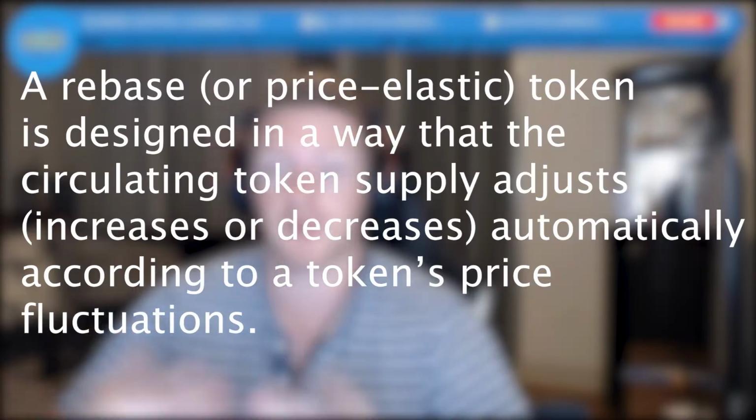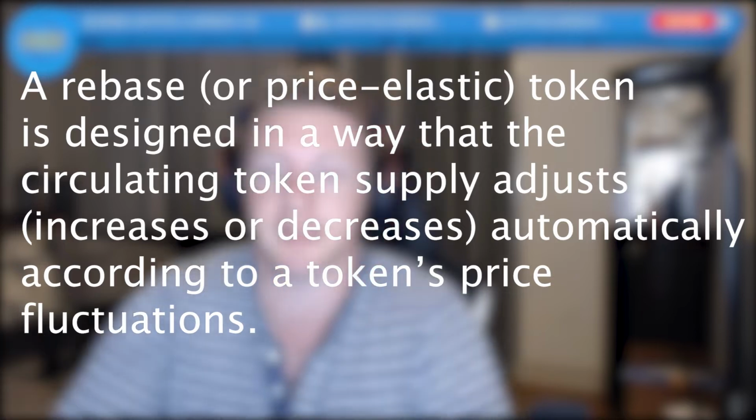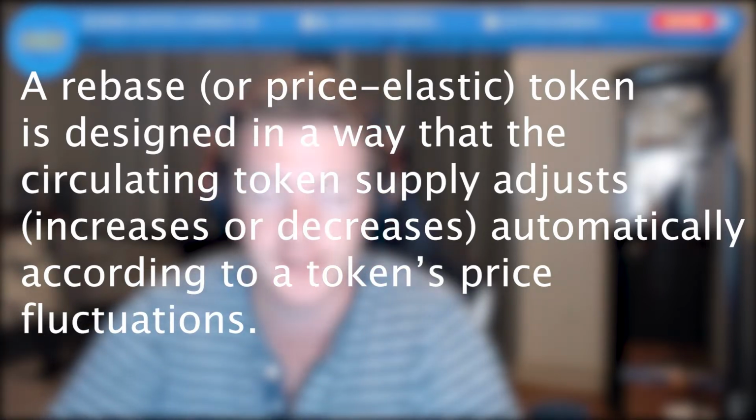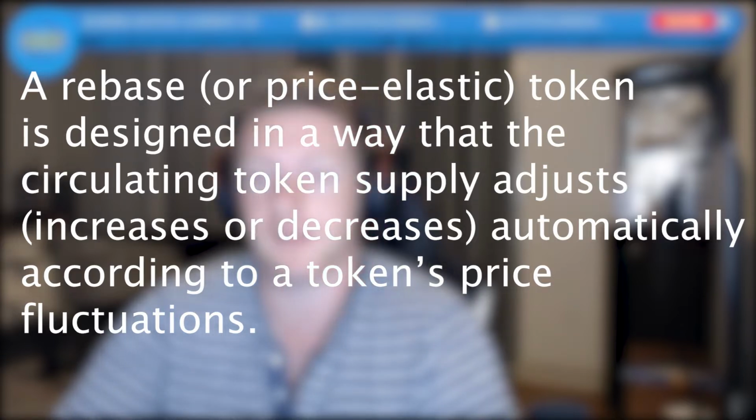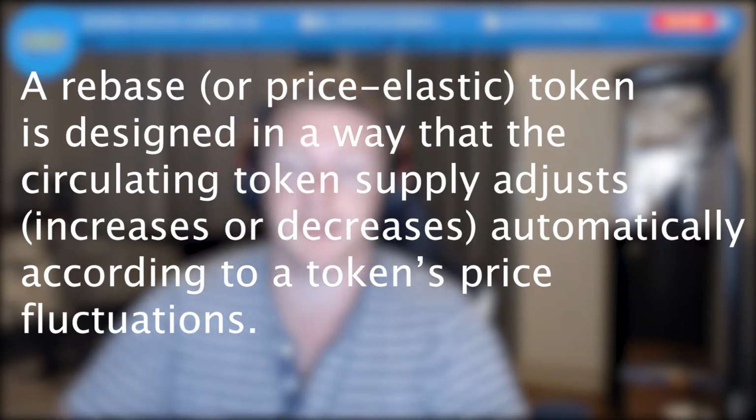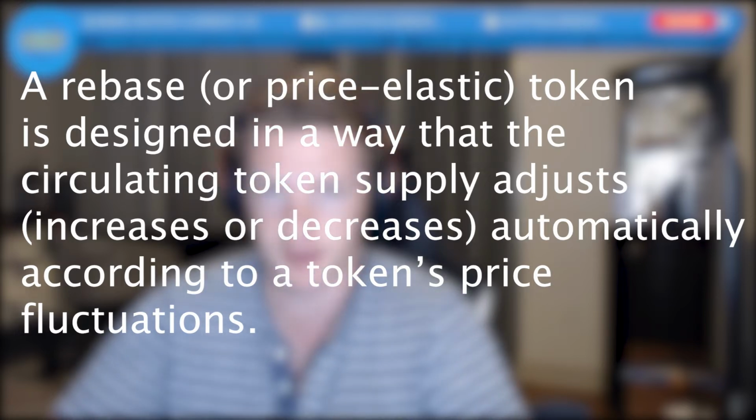All right. But let's get into the definition, all right? A little dry. I pulled this directly from CoinMarketCap, but bear with me while I read through this. So a rebase or price elastic token is designed in a way that the circulating token supply adjusts, so increases or decreases, automatically according to a token's price fluctuations. This expansion and contraction is what we call a rebase mechanism.